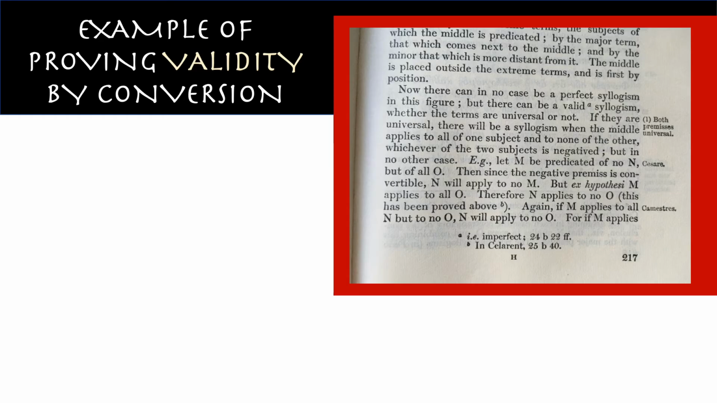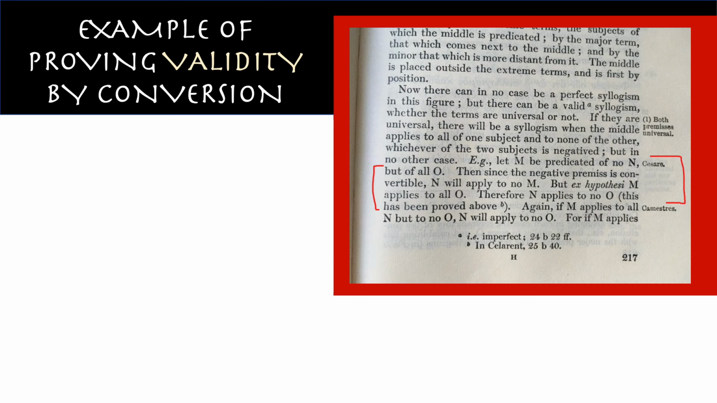Now that we've seen what are the perfect syllogisms, let's consider how Aristotle proves the validity of imperfect syllogisms by means of perfect syllogisms. He does this using one of two methods, either the conversion method or the argument ad impossibile method. We'll take these methods in turn, starting with the conversion method. Here's the section we're going to be analyzing.